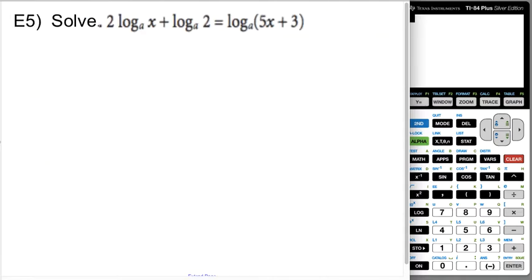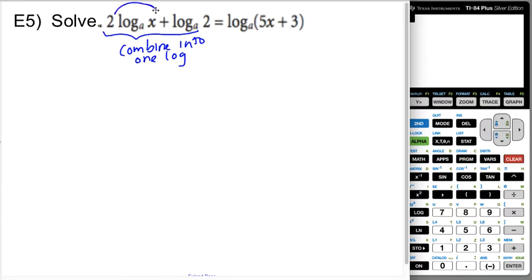All right, moving on. Okay, so now here we have multiple logarithms, right? Before we can do the one-to-one property, I need to combine these, okay? So I need to combine these into one logarithm, and then I can use the one-to-one property.